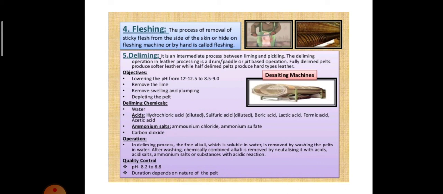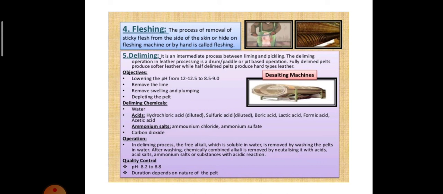I repeat once again. The last process we saw was liming. So after liming, the hide becomes flabby due to unwanted fat and flesh. In this process, this unwanted fat or flesh is removed from the skin. It can be done by fleshing machines.